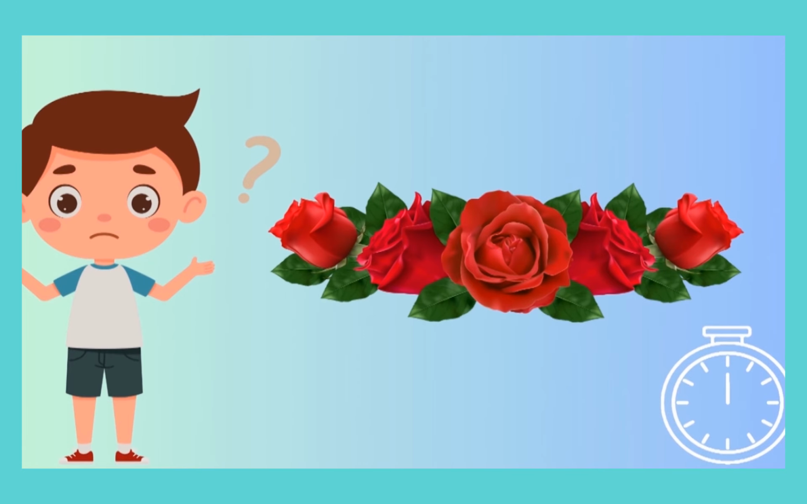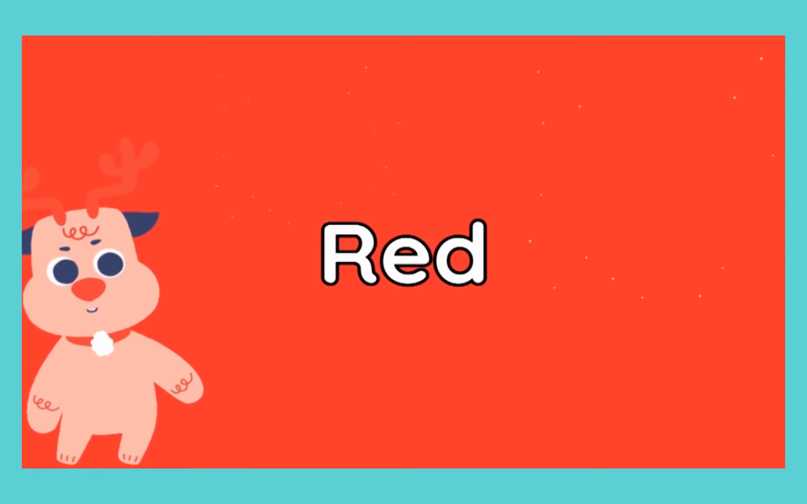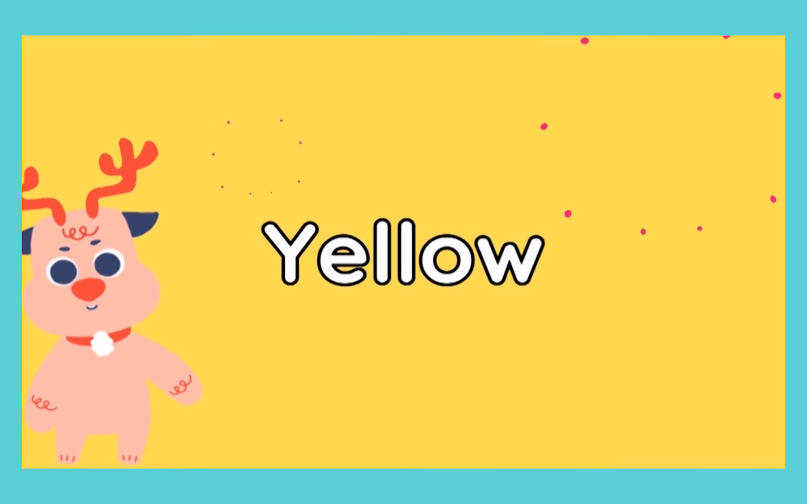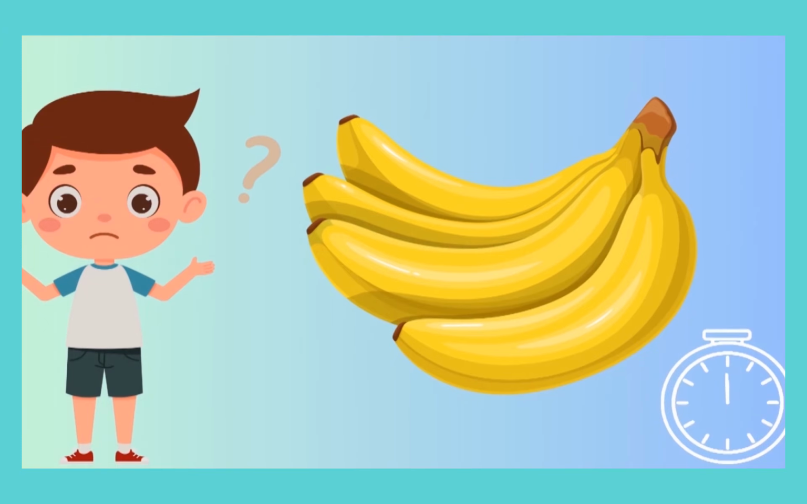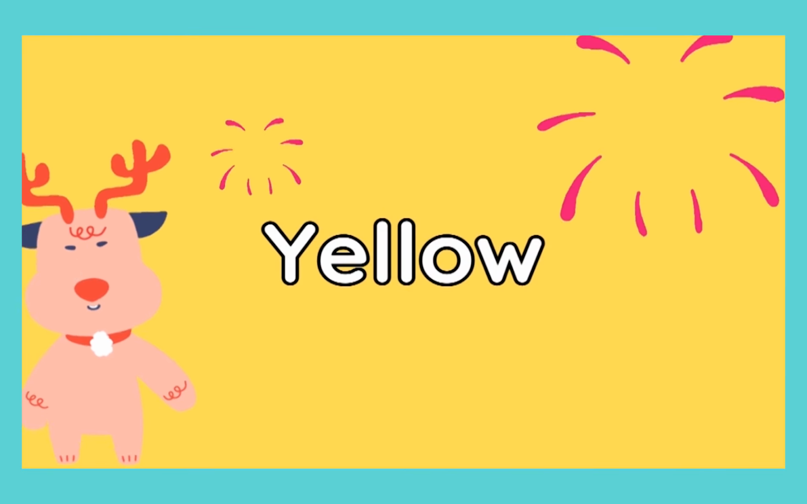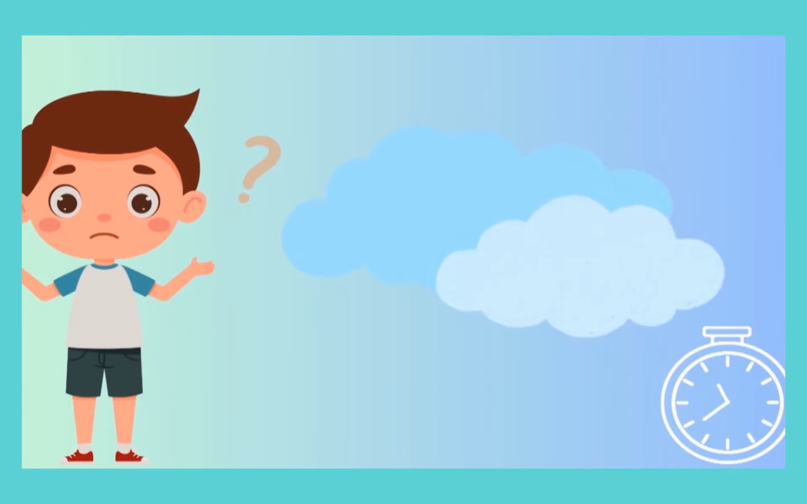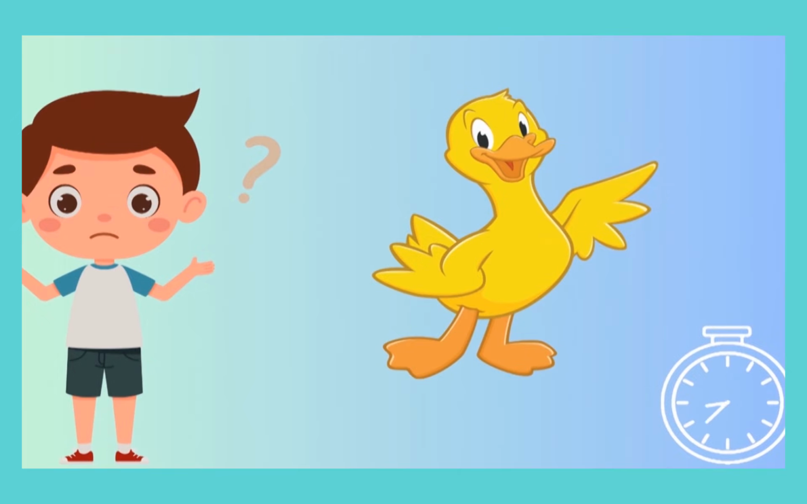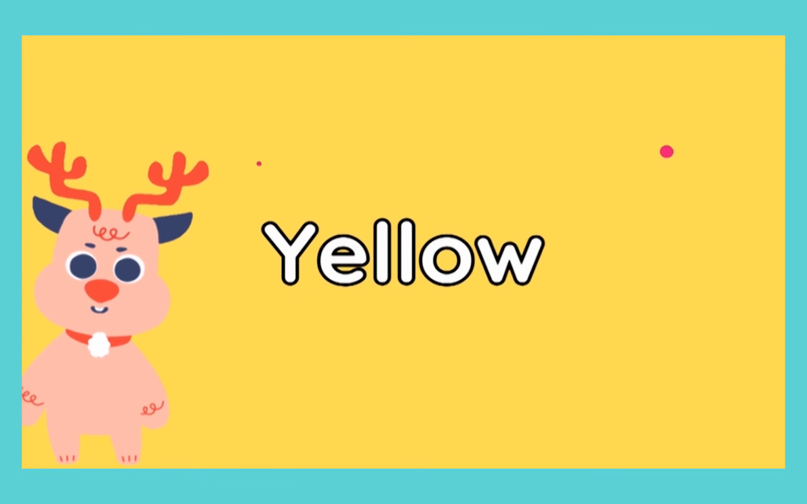What is the color of the roses? Red. Very good. What is the color of the corns? Yellow. Very good. What is the color of bananas? Yellow. Very good. What is the color of the clouds? Blue. Very good. What is the color of the duck? Yellow. Very good.